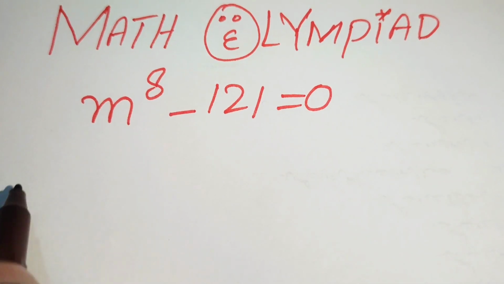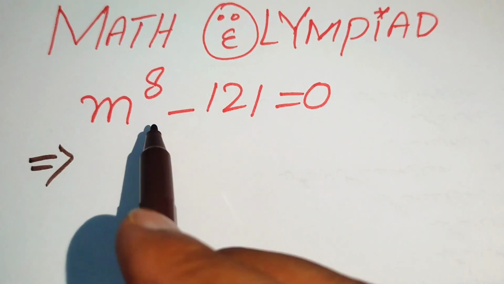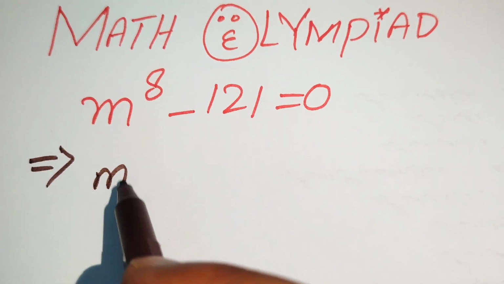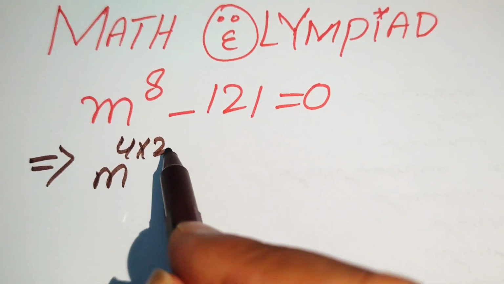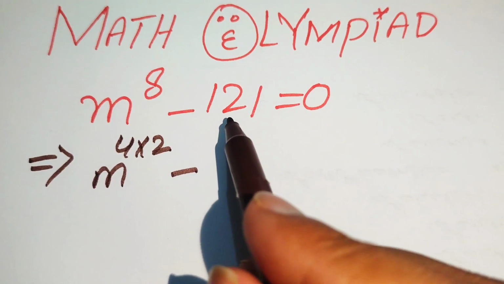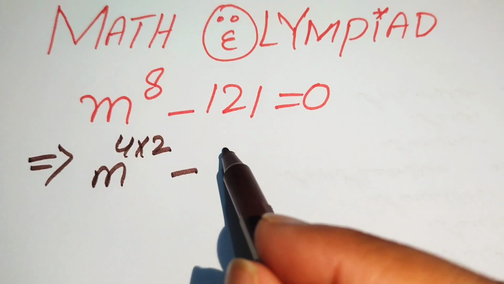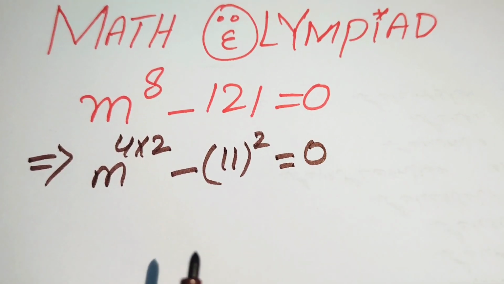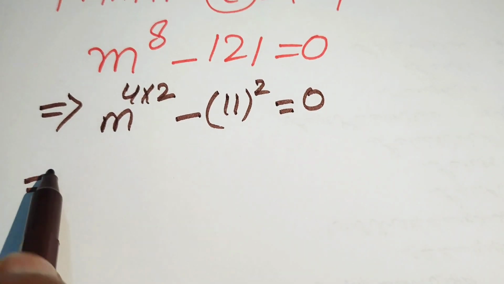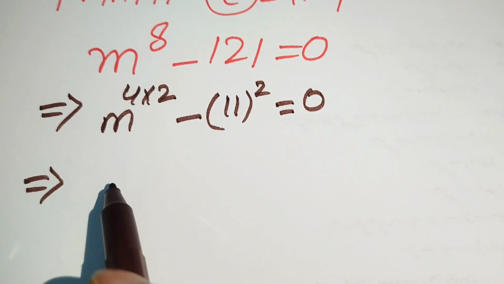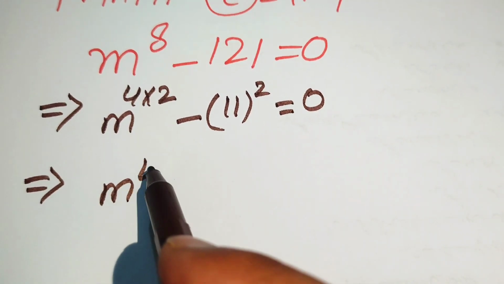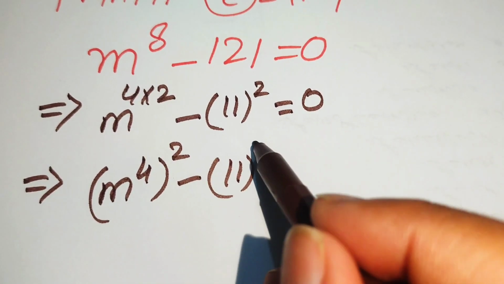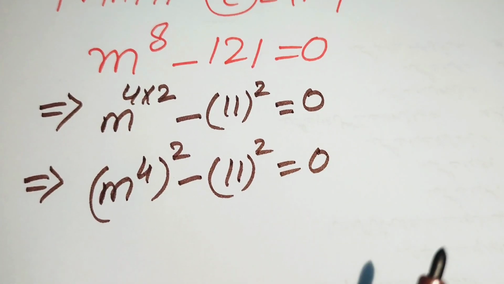The very first step we are going to do is rewrite this equation. This is m to the power of 8, and we write this 8 as 4 times 2. And 121 we write as 11 squared. We know that 11 squared equals 121. After that, by using the exponential law, we write it as m to the power of 4 and its whole square minus 11 squared equals 0.